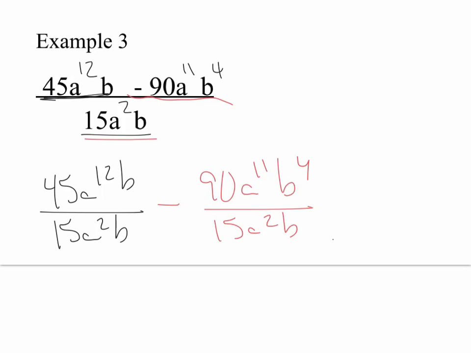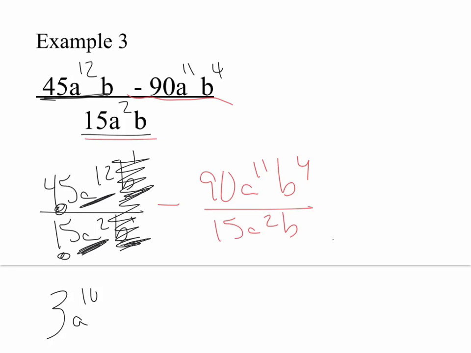Now we want to go back and divide each part out. So if we go back and look at the first one, we have 45 divided by 15 for our coefficients, which is 3. And we'll look at our a's, a to the 12th and a to the 2nd, we'll subtract those exponents. So 12 minus 2 is 10, so that gives us a to the 10th. And then we'll look at our b's. So these are both like exponents of 1. So since 1 minus 1 is 0, that means there's not any b's left. These will just cancel each other out.